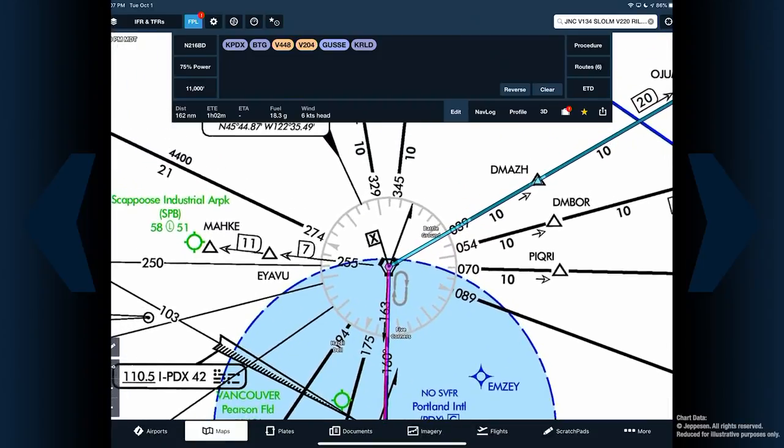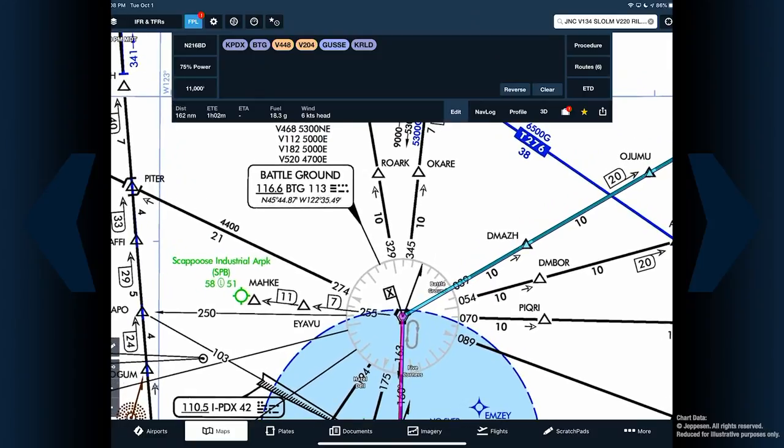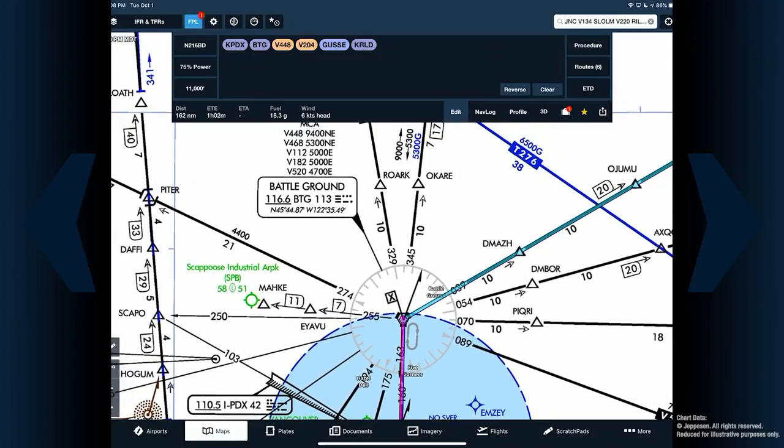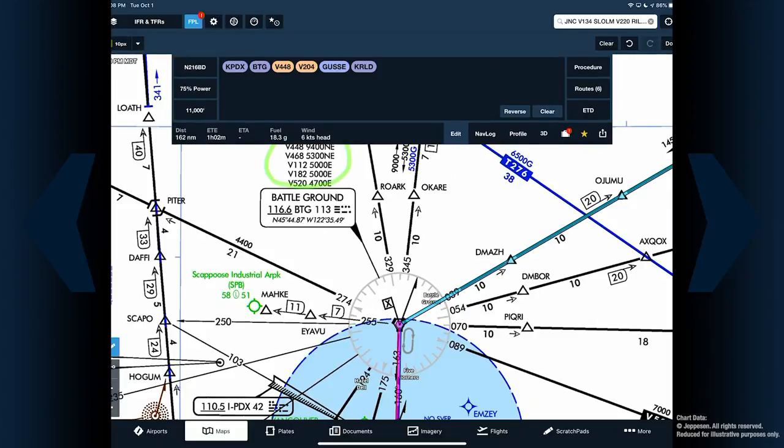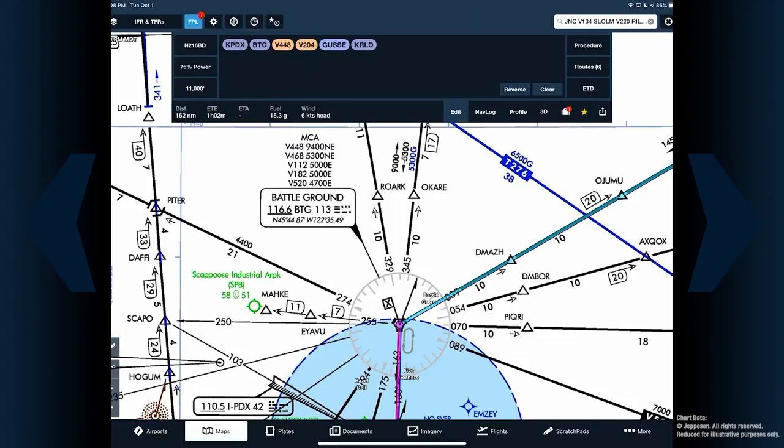As we come out, you can see the Battleground VOR. This is Battleground right here. You'll notice a couple things. We'll talk about this data, the minimum crossing altitudes, in a second. But just starting at the beginning, the name of the VOR, Battleground, 116.6. The frequency, that's your frequency to tune the VOR, and it's actually a VORTAC. We'll talk about that in a second. But the underline means this facility does not have voice transmission capability.